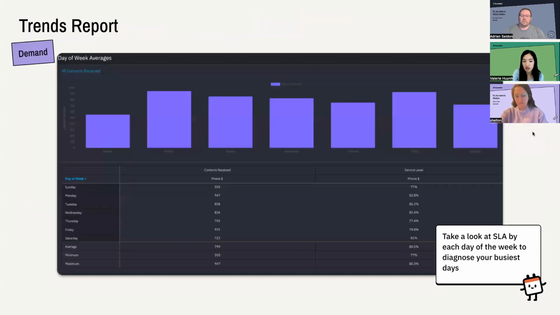The last report that looks specifically at the demand side of the equation is the trends report. This allows you to look at the volume that you've received across your channels coming in during days of the week. And what we do for you here is average those over any time frame you choose. So then you can get a really good idea of what days you might be the most busy. For instance, with this particular team, Mondays and Fridays are higher volume days. And so you can then adjust your staffing accordingly to accommodate for those specific high volume days.